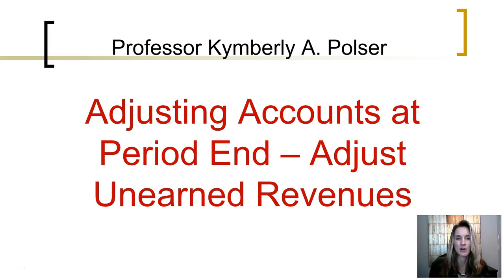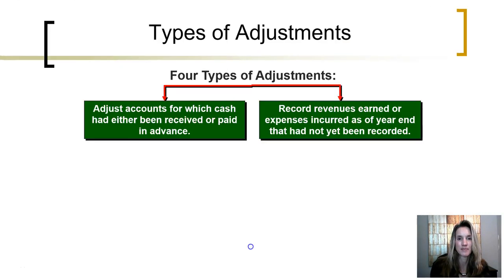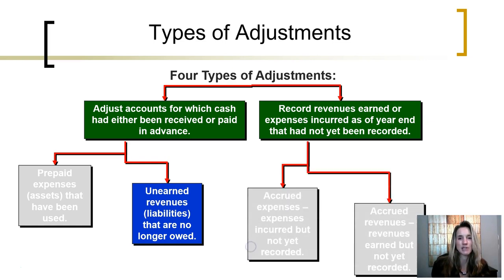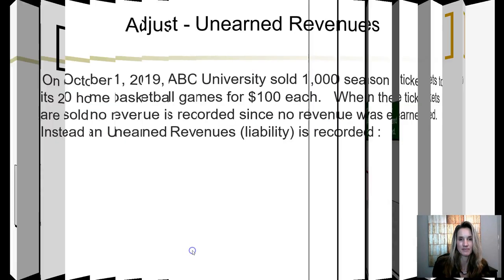In this segment, we are going to look at the end of period adjustments for unearned revenues. Recall that at the end of every accounting period, there are 4 types of adjustments that need to be made to the accounts in the general ledger. Let's look at the adjustments for unearned revenues, which are liabilities that are no longer owed.